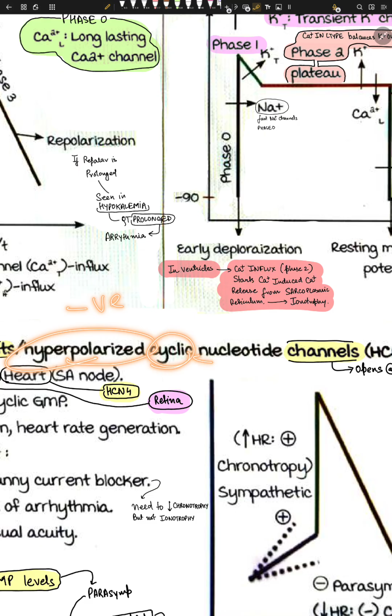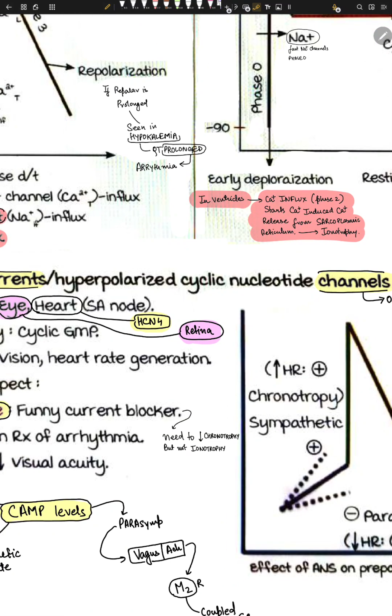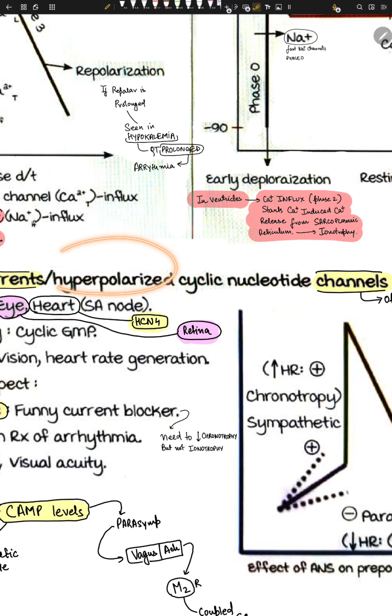Cyclic means cyclic. Nucleotide channels, right? Now, this is one of the most fascinating ion channels in the heart and in the eyes and in the brain, and usually people skip it. Let's break down the full name, hyperpolarization-activated cyclic nucleotide-gated channels, word by word. Hyperpolarization activated means they are activated by hyperpolarization.